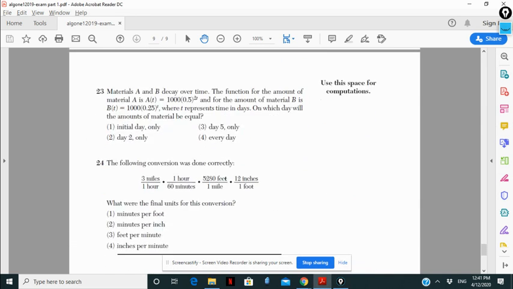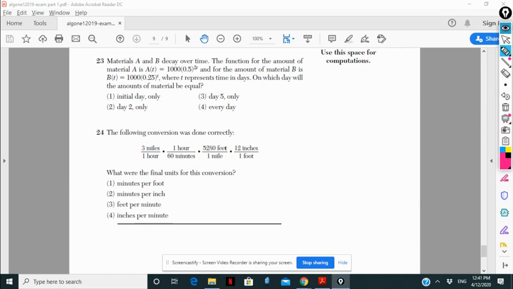Question number 23. Material A and B decay over time. The function of the amount of material A is 1000 times half to the power 2t, and for the amount of material B is 1000 times 0.25 to the power t, where t represents the time in days. On which day will the amounts of the materials be equal?